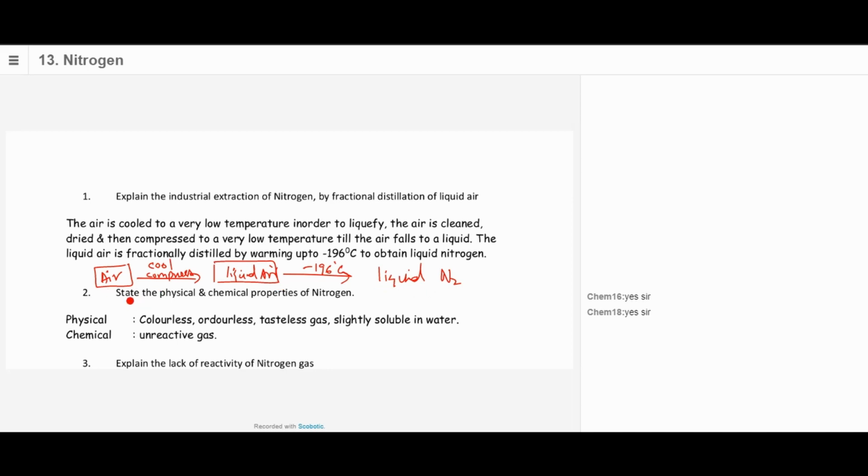Nitrogen is a colorless, odorless, tasteless gas, slightly soluble in water, and very unreactive, as I explained before, right? So please copy this. Air turns into liquid air, and then it is slightly warmed to obtain liquid nitrogen.